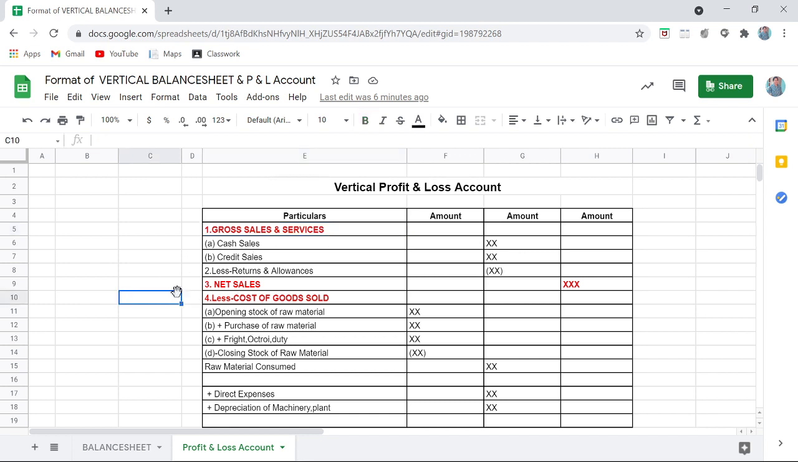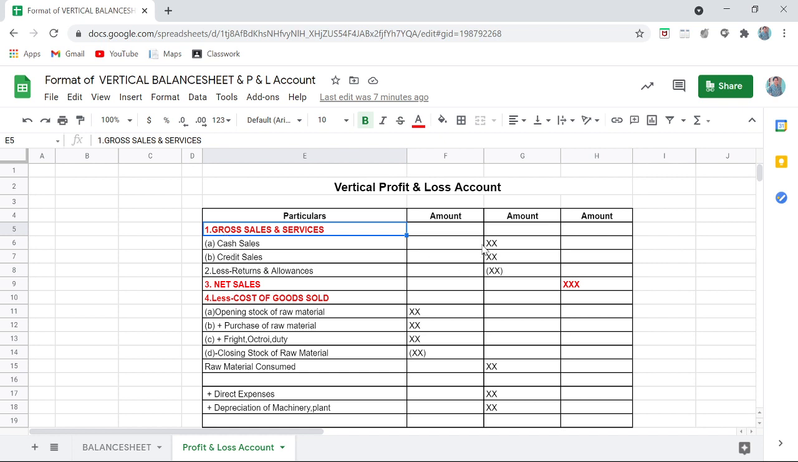So let us start. As I said, first we will always write income minus expenses, and you will get profit. The first point is gross sales and services. It is categorized into two, cash and credit sales. What is my main source of income in business? That is my sales, right? Cash and credit sales. So that is my income, and it is recorded as gross sales and services.